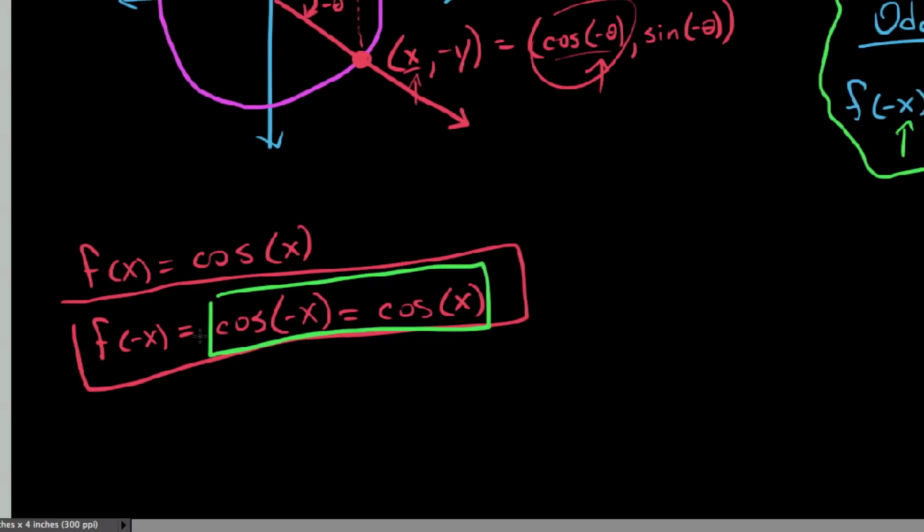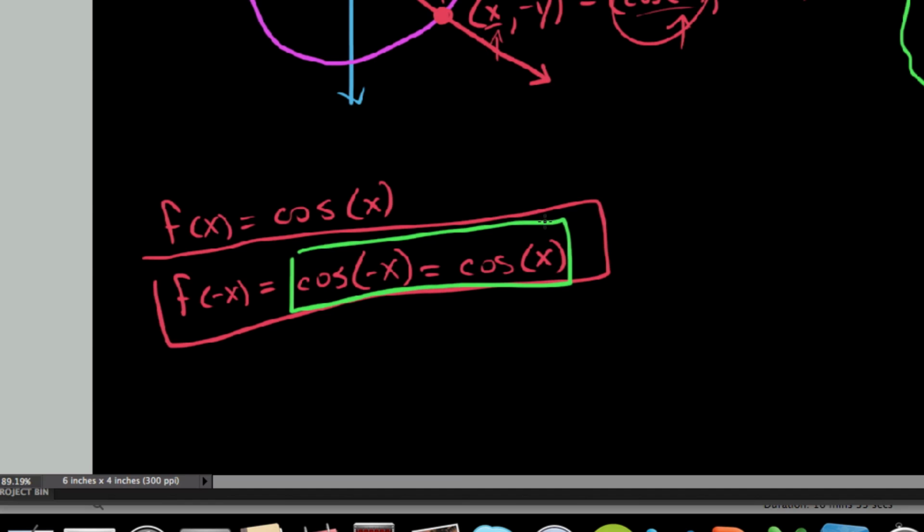So why do I care? Why do I care that cosine is an even function? And that's what you want to write down: cosine is an even function. Cosine is even.